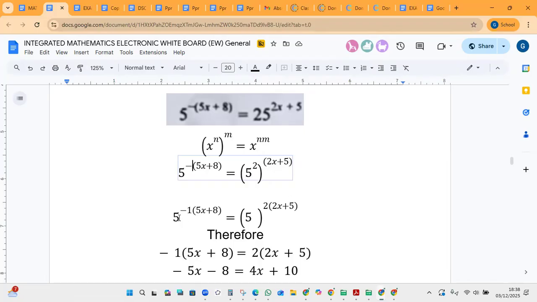So now you realize 5 is raised to this exponent and is equal to that same 5 raised to that exponent. Therefore, the exponents must be equal to each other for that to be equal. It's like 5 to the cube is equal to 5 to the cube, so 3 is equal to 3. 5 to the 8 is equal to 5 to the 8, so 8 is equal to 8. So those two exponents must be equal to each other. Due to the fact that the bases are the same and you have an equal sign there, we can equate the exponents. So minus 1 open bracket 5x plus 8 is equal to 2 open bracket 2x plus 5.